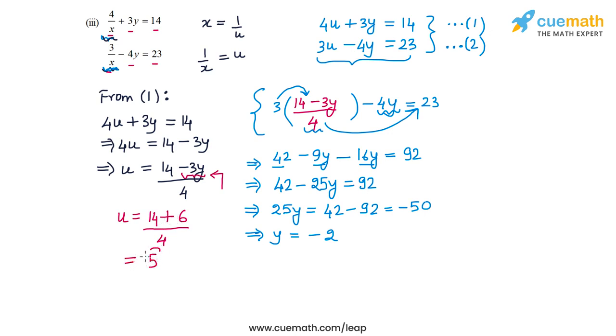So u is equal to 5, and this means that x, the original variable x, is equal to 1 by u, or 1 by 5. So the solution of this pair of equations is x is equal to 1 by 5 and y is equal to minus 2.